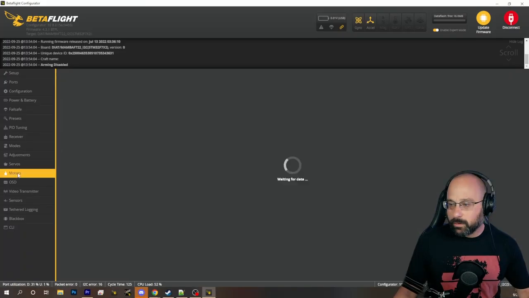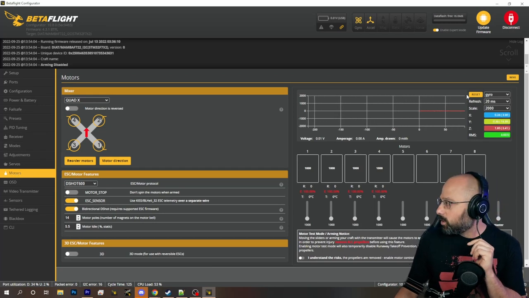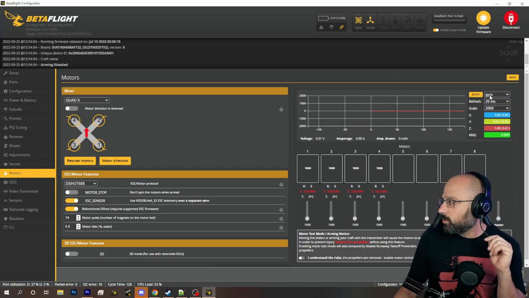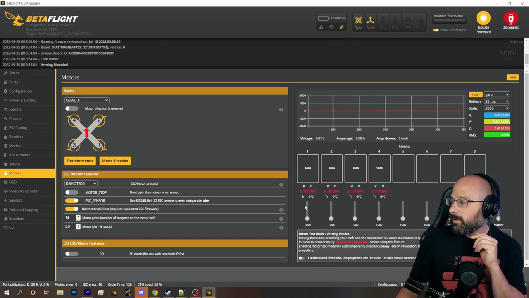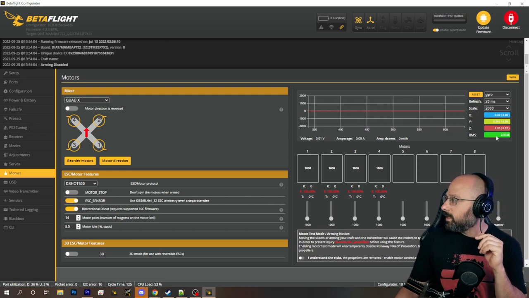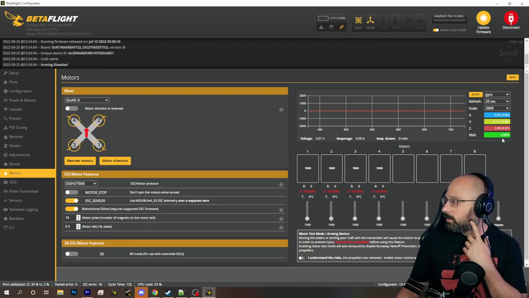go into Betaflight, go to the motors tab. And what you're going to do is you're going to look at the gyro trace and you're going to spin the motors one by one. Okay, raise the motor up to about 50% and then lower it back down and look at the RMS value for the gyro.